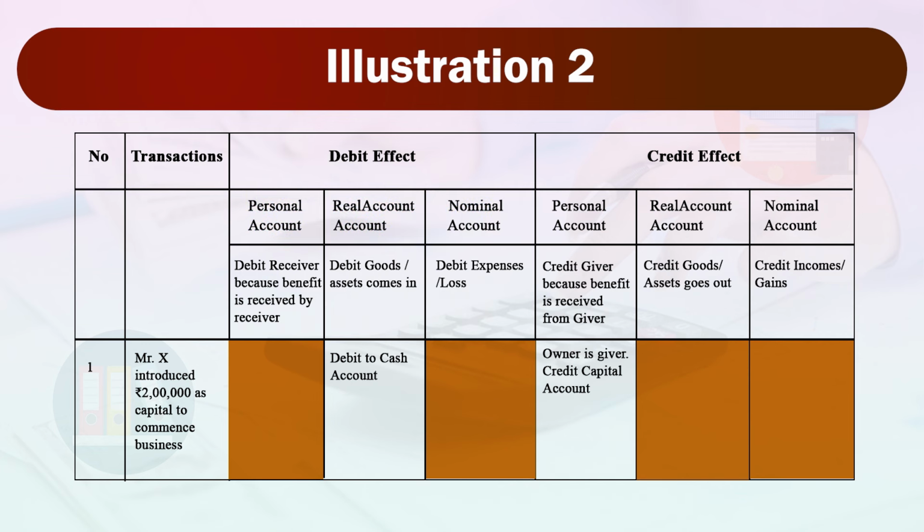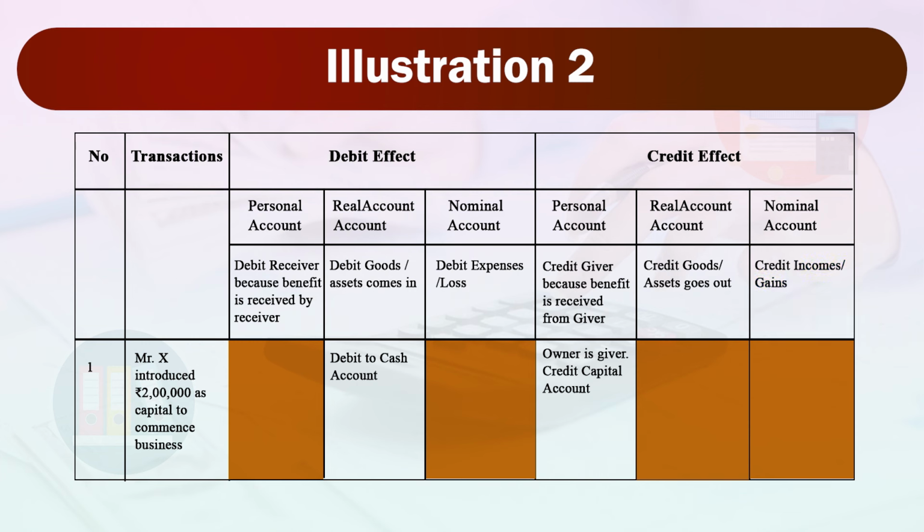In case of personal account, the rule is debit the receiver because benefit is received by the receiver and credit the giver because benefit is received from the giver. Now, in case of real account, the rule is debit whatever comes in and credit whatever goes out, and in case of nominal account, the rule is debit the expenses or losses and credit any income or gains.